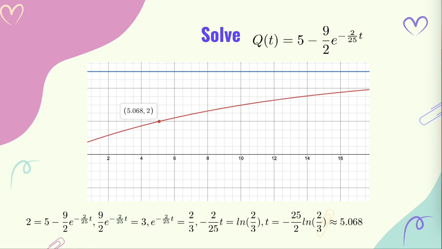So after 5.068 minutes of this liquid pouring into the tank and another liquid leaving the tank that has a different concentration than the liquid that we were pouring into the tank, or the liquid that was already in there, we are going to end up with 2 kilograms of salt in the tank, meaning that we will have a concentration of 0.02 kilograms per liter, given that the amount of water in the tank is constant, right?